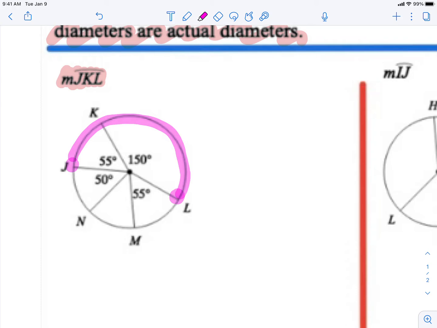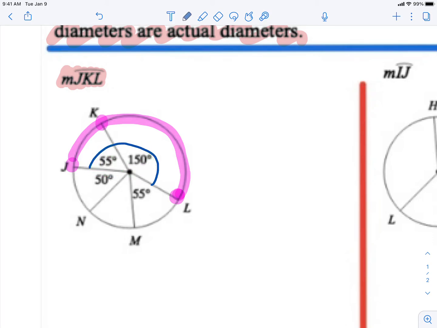Look at that. JKL. This is what we're finding. This is our arc. So, what lands under that arc? Well, check that out. I go here, and I go all the way around, and I end there. So, look at that. Look what falls inside.